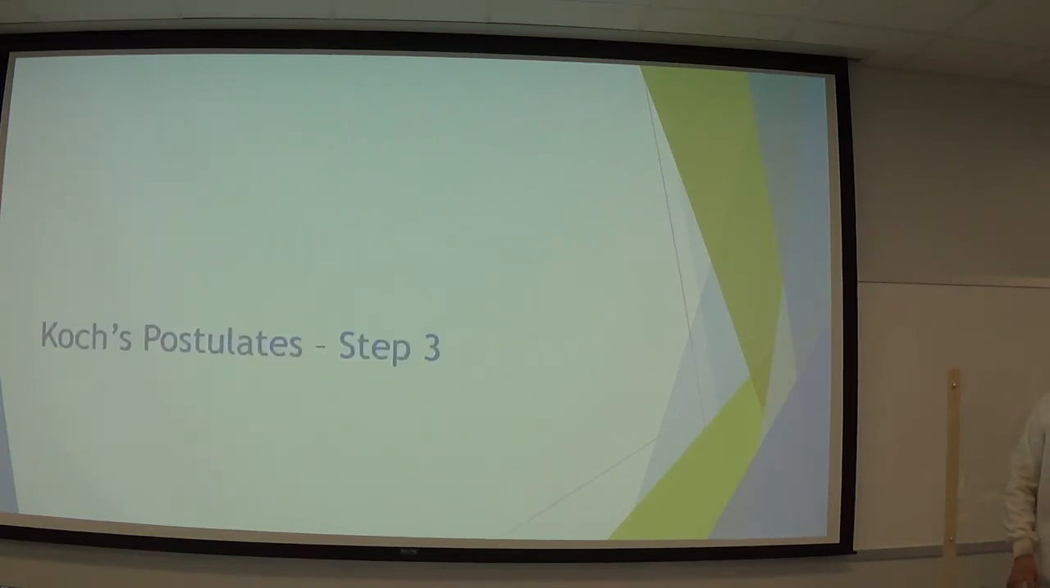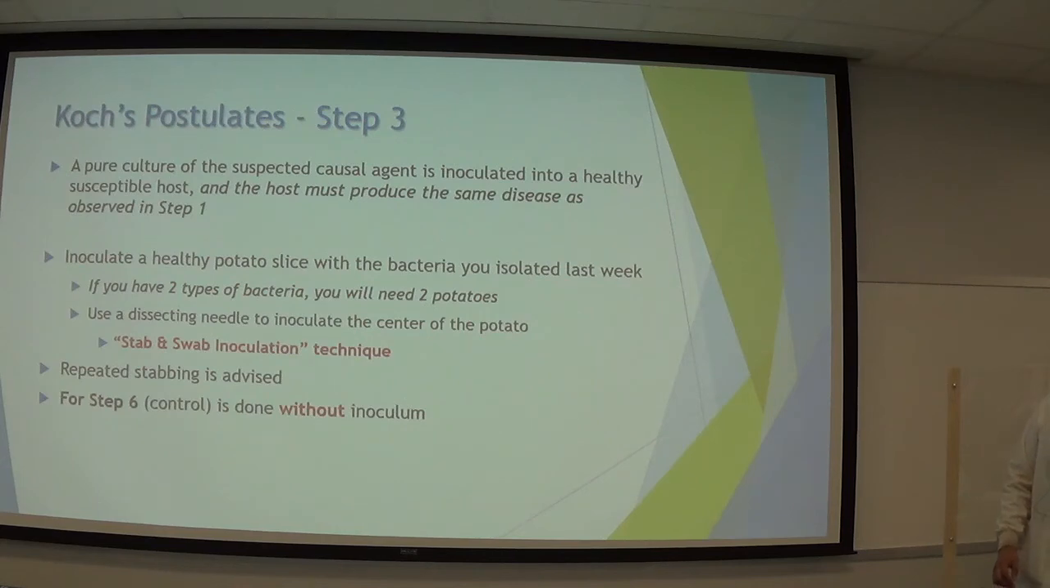And then the third thing that you're going to do, so do the streak while you're waiting for your slide to dry off, we're going to be doing step 3 of Koch's postulates. So what is step 3 again, Koch's postulates? Re-inoculate, right. So we got our pure cultures, and now we're going to be re-inoculating a potato slice to see if we can get the same result as what we started off with. That'll be step 4.